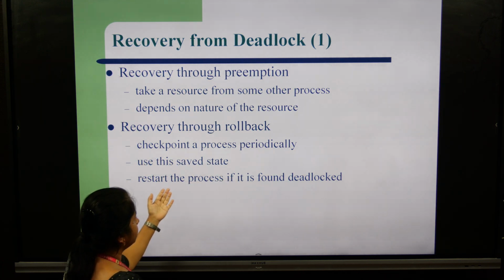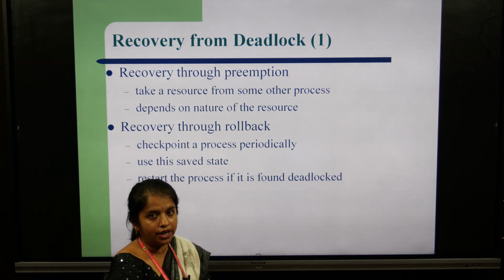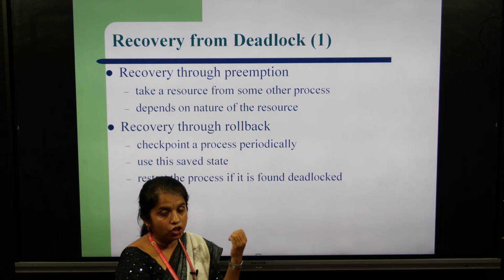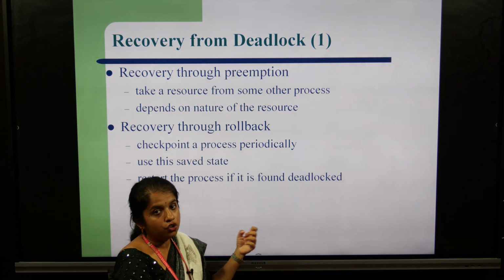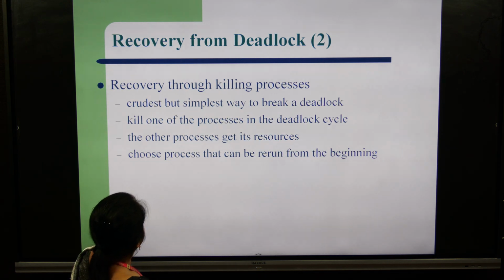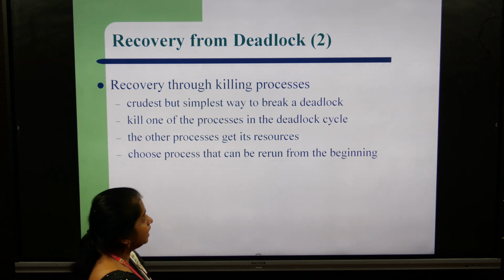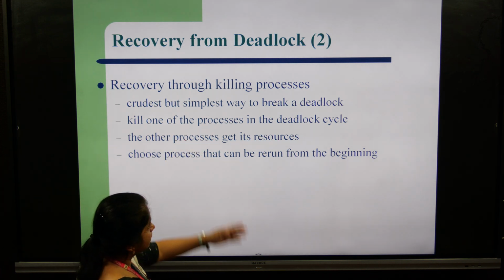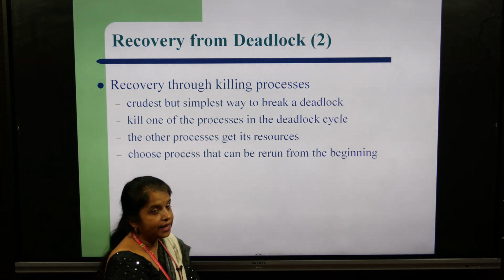Use the saved state, restart the process if it found deadlock. If you found a deadlock or circular wait, then you can restart the process. Here, recovery through killing processes. Crudest but simplest way to break a deadlock.